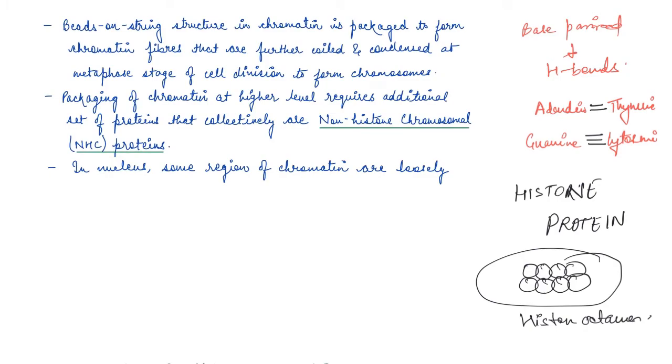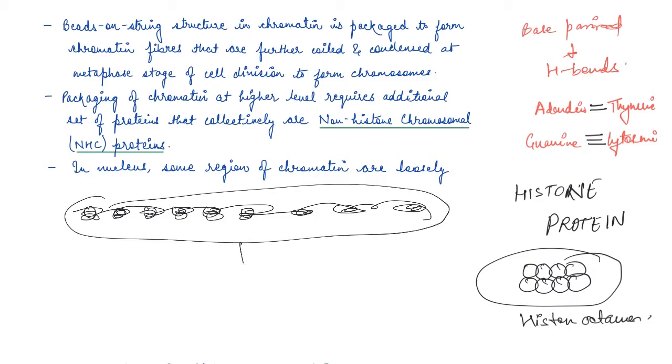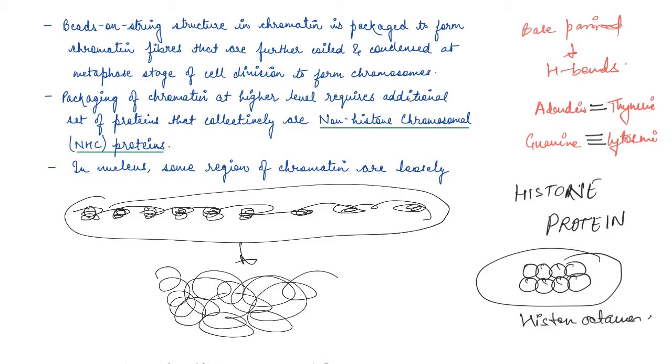So what is happening is basically, if I draw it in a go, you have these octamers, you have DNA being coiled, right? So this is somewhat like the beads on string. And then this is again coiled. So now this entire structure is again coiled and condensed. And this happens at metaphase stage of cell division. And this forms a chromosome.